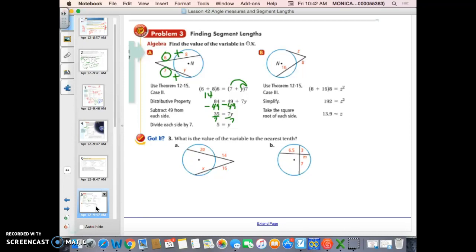For case B, you should notice that all we have is an outside, so that's where the z squared plays in. And here you're going to add and multiply by what's on the outside. And now here you have z squared equals 192. So to get 13.9, whenever you have the square, you take the square root, and that's what you get. So go ahead and pause your video and see if you can work out A and B, and then come back and see if you got the correct answer.